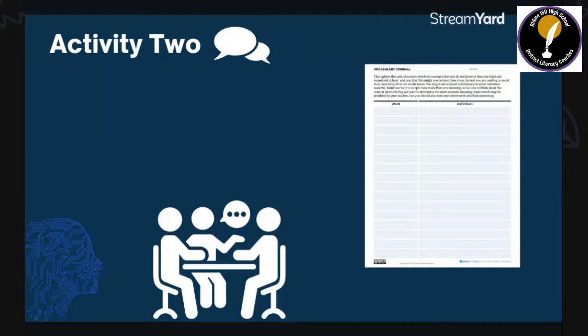In the next activity, the teacher facilitates a whole class discussion and adds additional information to the class definition of artificial intelligence. Next, students form a discussion group as directed by their teacher, and groups briefly review the new class definition. The class definition is written down in their vocabulary journal.